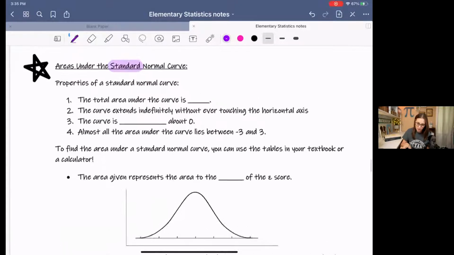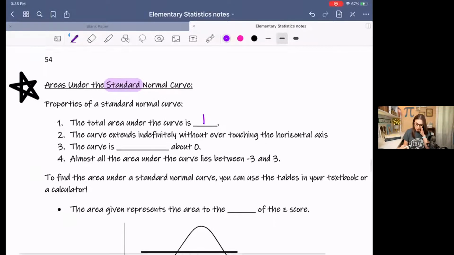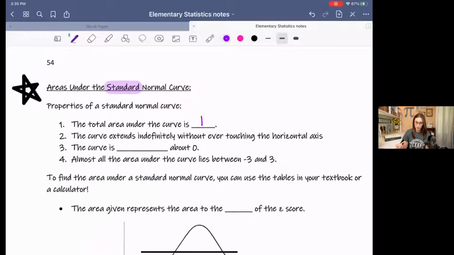The properties of a standard normal curve are similar to a density curve or just normal curve. The area is still 1. The curve extends indefinitely without ever touching the horizontal axis, so it's kind of like levitating above the axis. The curve is centered about 0, and almost all of the area under the curve lies between -3 and 3.